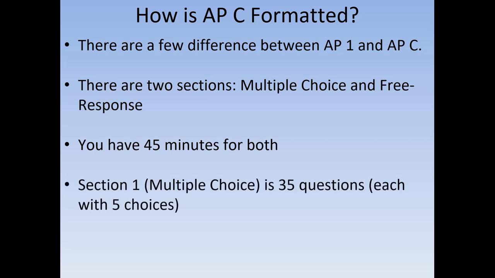This is where it does get a little bit different. For section 1, the multiple choice section, unlike with the AP1 where there was 50 multiple choice questions, here it's going to be 35 multiple choice questions. And each one's going to have 5 choices. Again, when you look at the homework questions, the AP questions that have 5 choices are actually coming from the APC already. So a lot of you already have experience seeing 5 choice questions. Recall that the AP1 is only 4 choices.